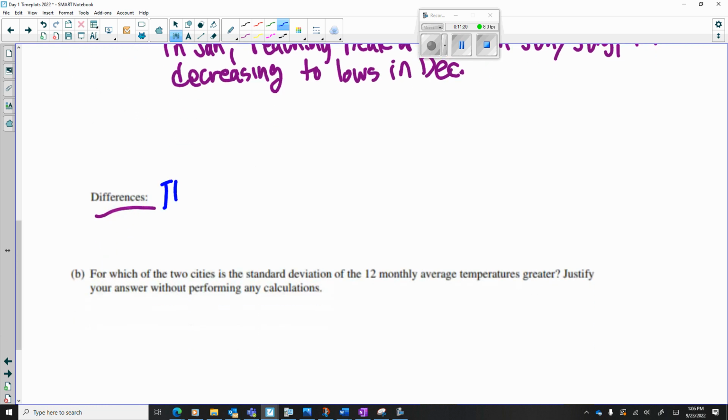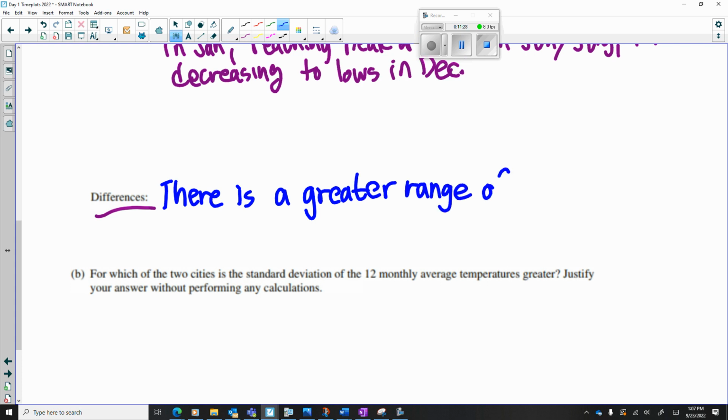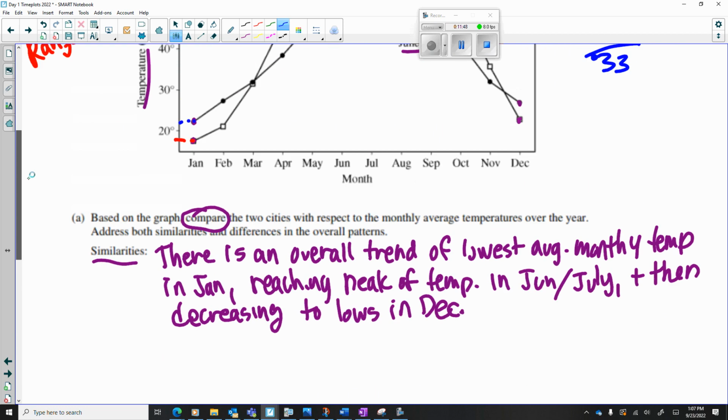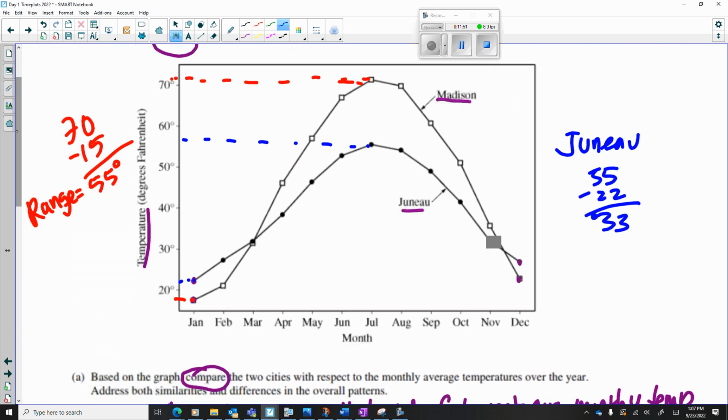So we want to say there is a greater range or variability or spread of average monthly temp for Madison compared to Juneau, which actually means that Juneau is a little bit more consistent with lower temps, and Madison reach higher and lower temps. They reach more extremes, okay? Because Alaska is just colder in general, and it's just colder all the time, even in the summer.